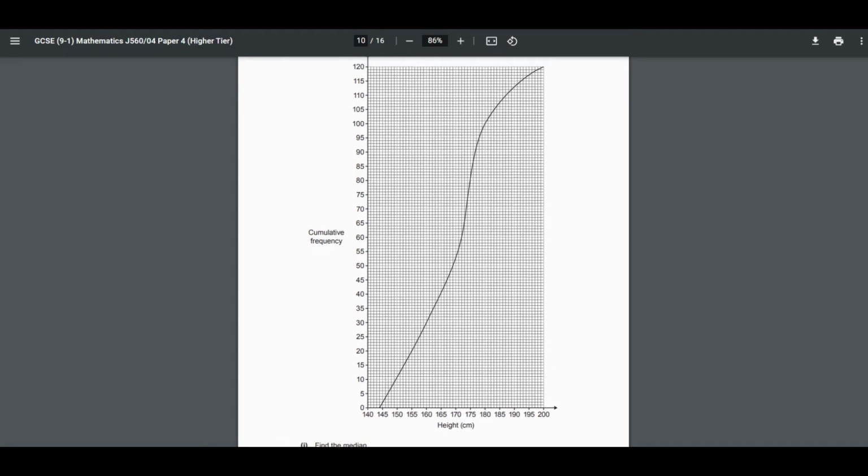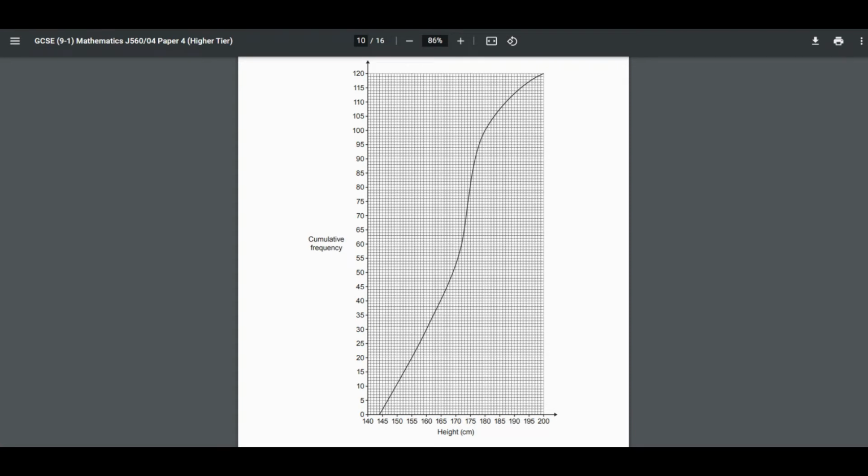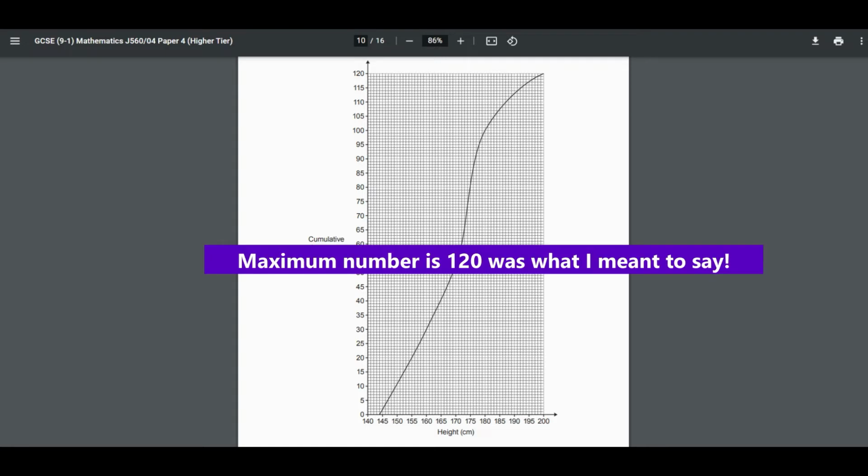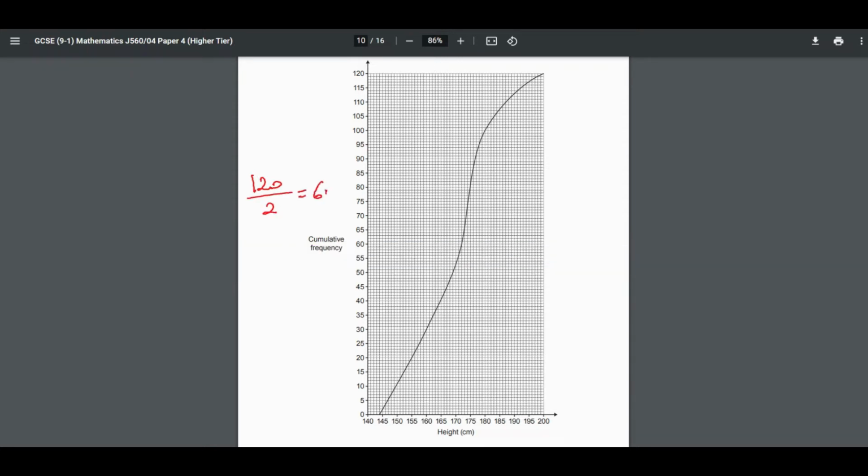So what you have to do here is look at the cumulative frequency numbers, and you can see that the maximum number is 120. So you'd have to do 120 divided by 2, which gives you 60. So 60 is where the median will be.